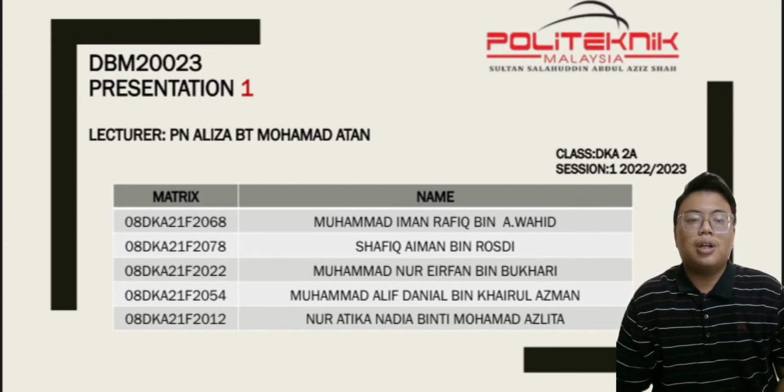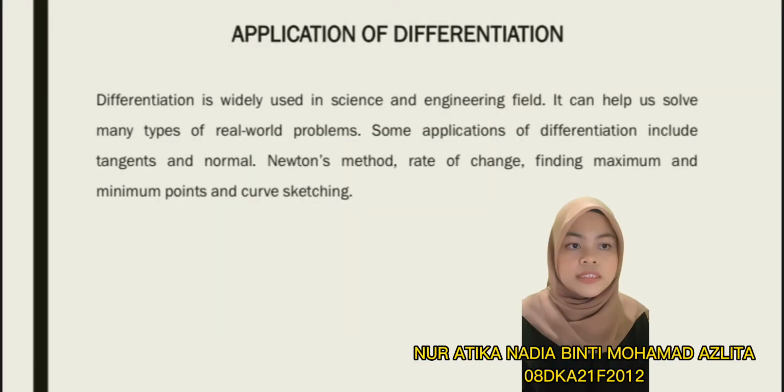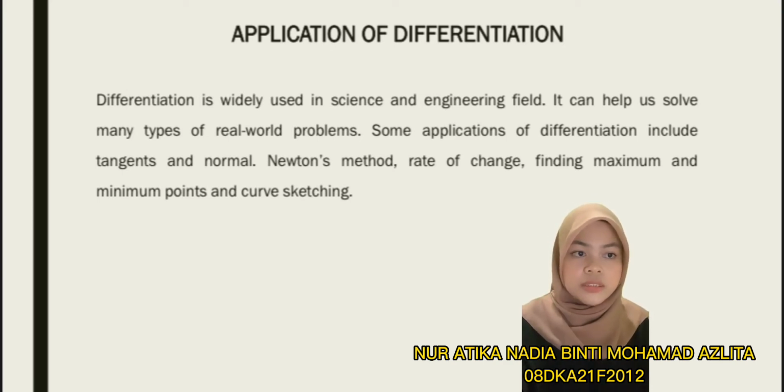So we would like to present and explain about application of differentiation and rate of change. Applications of differentiation. Differentiation is widely used in science and engineering fields. It can help us solve many types of real-world problems. Some applications of differentiation include tangents and normal, Newton's method, rate of change, finding maximum and minimum points, and curve sketching.